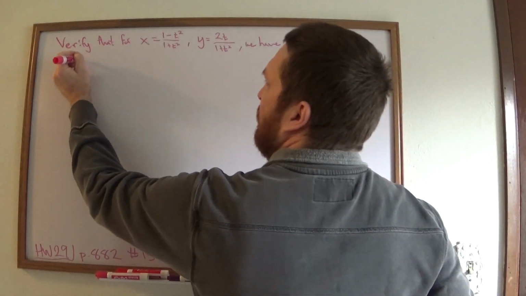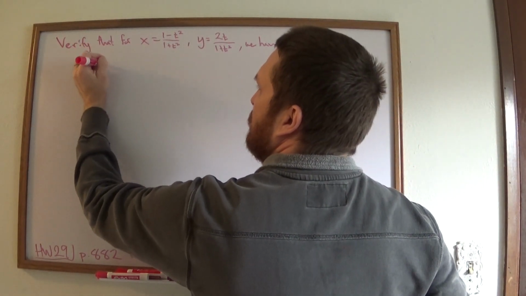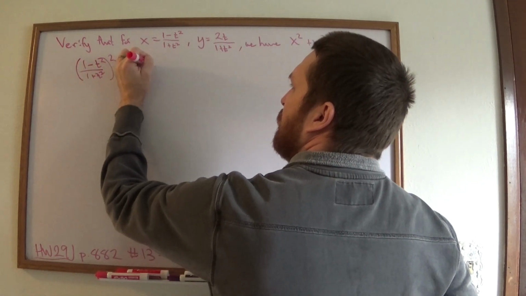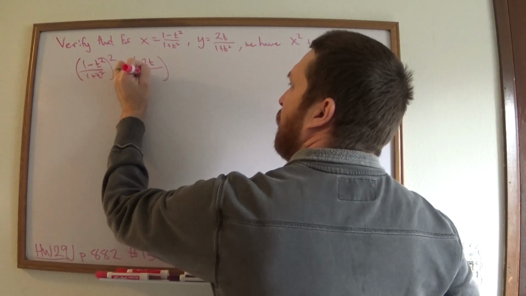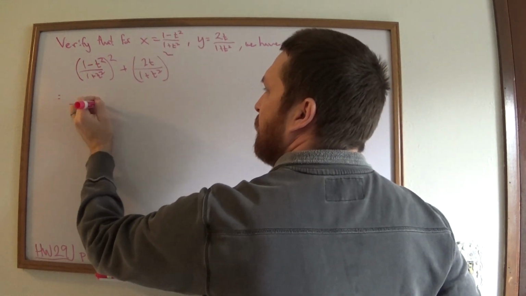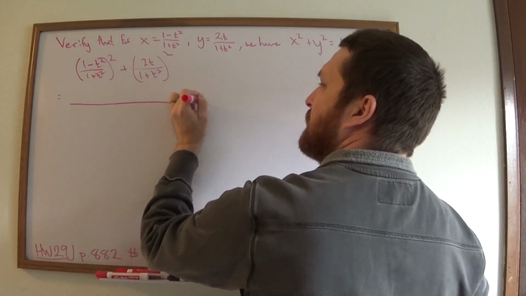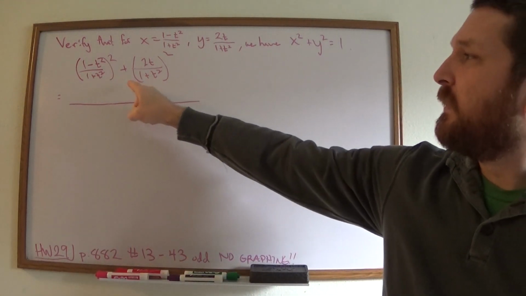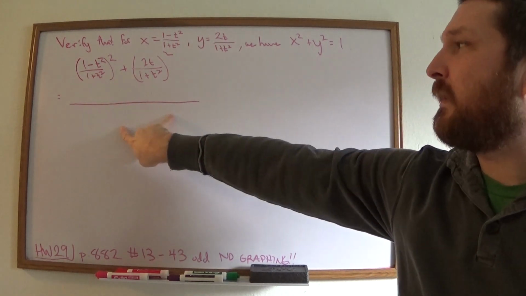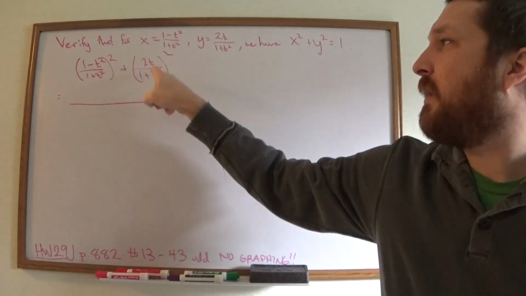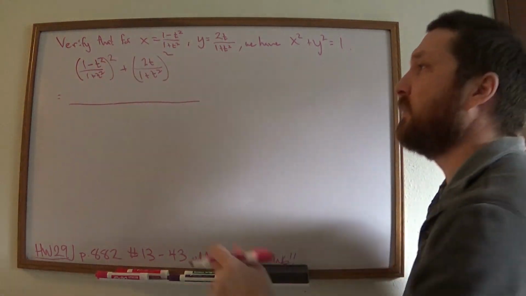The x, if I square it, I'll get (1 minus t squared over 1 plus t squared) all squared, plus (2t over 1 plus t squared) all squared. Now we're going to have a lot of firsting, outering, inning, and lasting. And I notice that that's going to give us a common denominator. So I'm going to just go ahead and do that in one step, and when I square that out, we'll have the common denominator on both sides, so let's just do it.